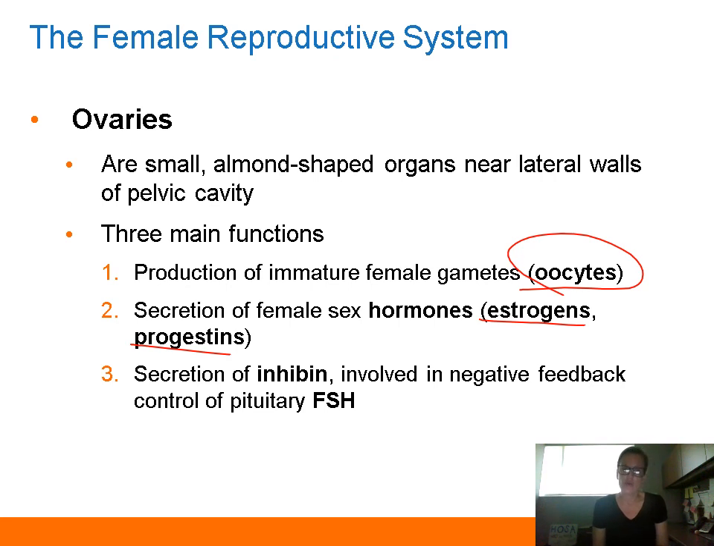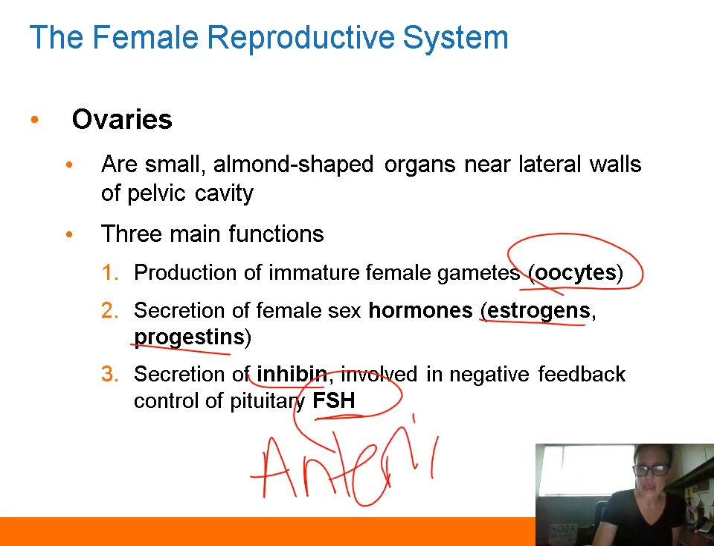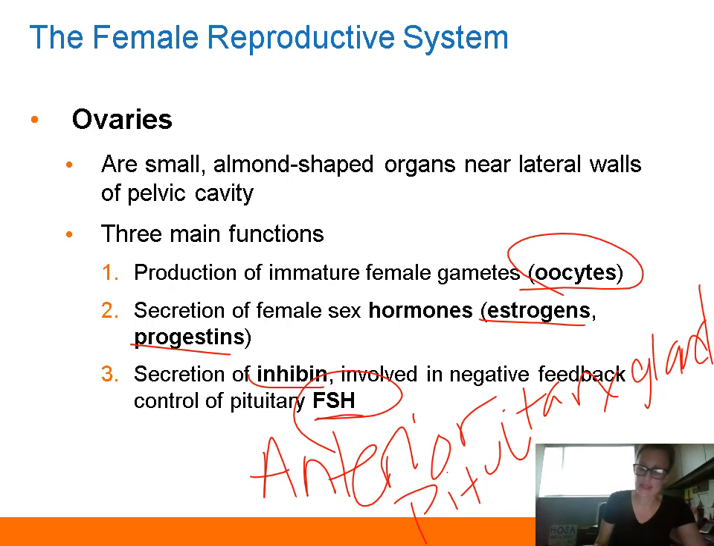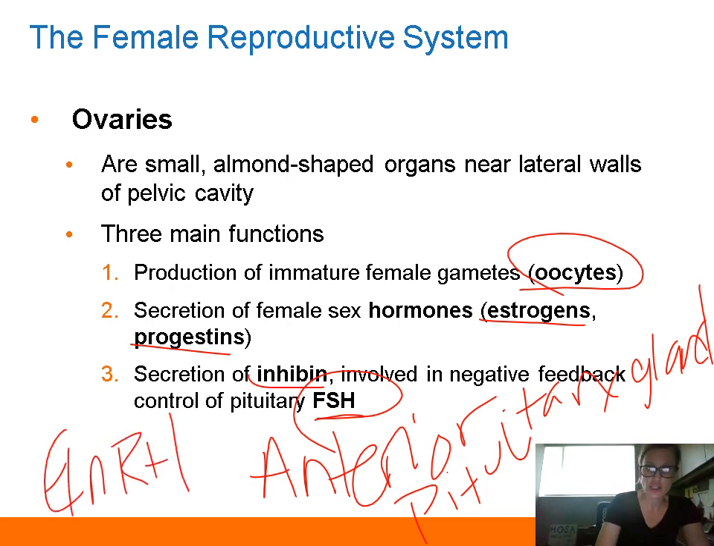We also see that the ovaries secrete a hormone called inhibin, and inhibin is involved in negative feedback control of follicle stimulating hormone from the pituitary gland. Follicle stimulating hormone, or FSH, remember, is released from the anterior pituitary gland, and it's released in response to GnRH, gonadotropin releasing hormone. We'll talk about FSH quite a bit as we go through this lecture. But for right now, just know that one of the things that can inhibit the release of follicle stimulating hormone is inhibin, which again comes from the ovaries.